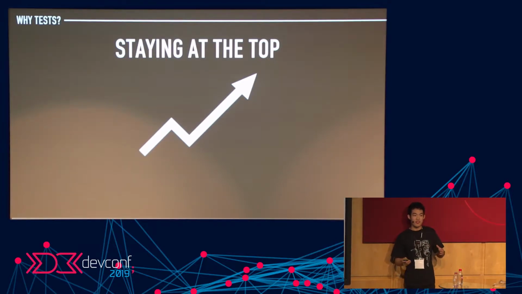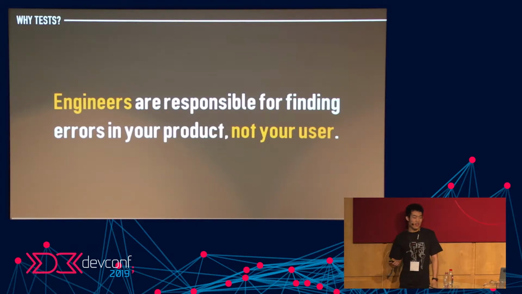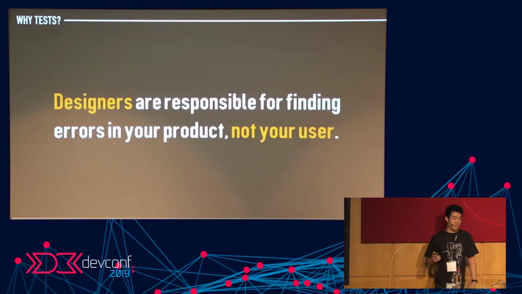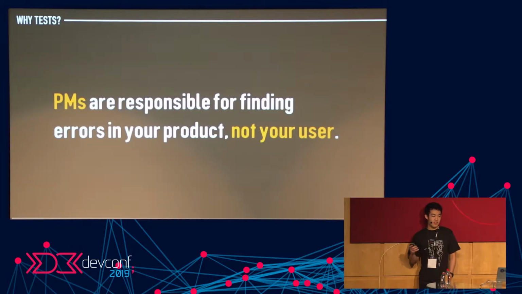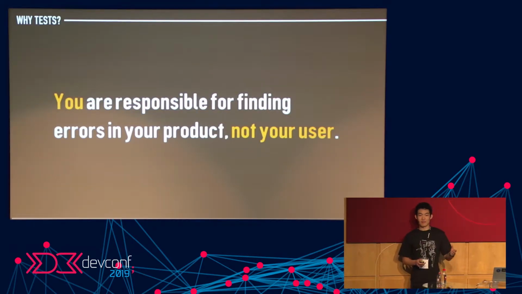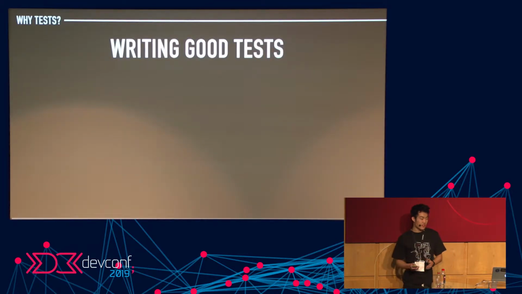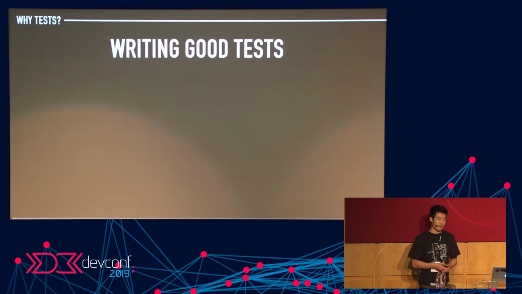In today's world, moving fast without breaking things is essential, and it is vital to stay at the forefront of the industry. So it is our duty as engineers, as designers, as product managers, to find the use cases for a product that will likely result in errors. And we are all responsible for finding the errors in a product so that we can fix them before the user detects them.